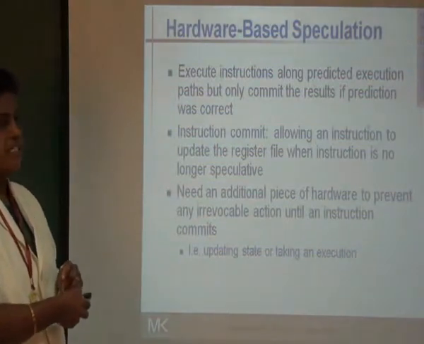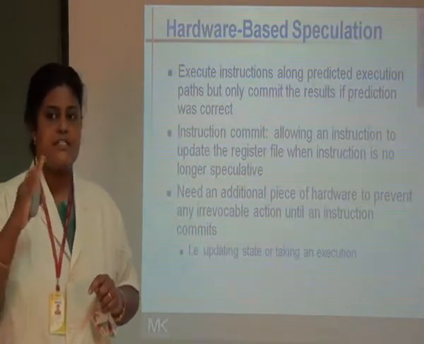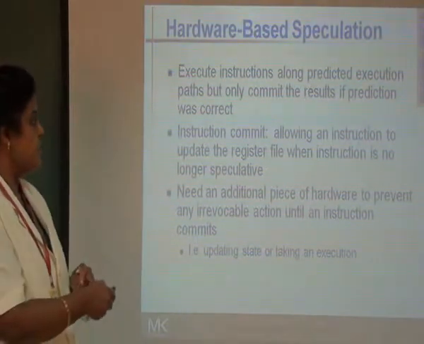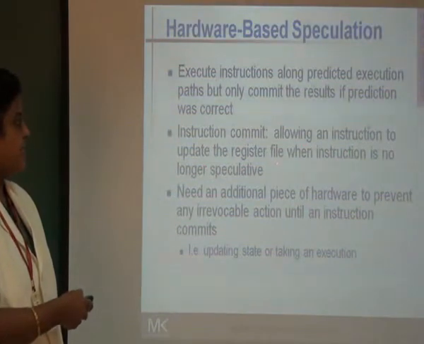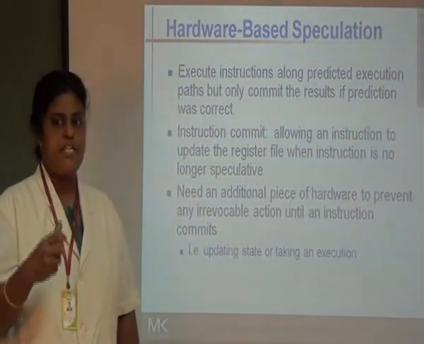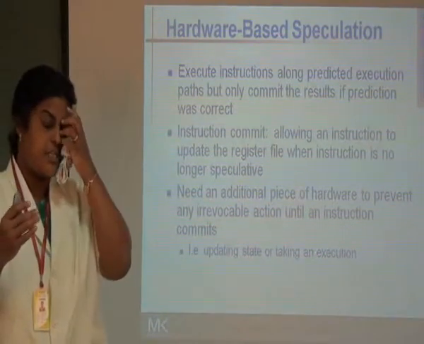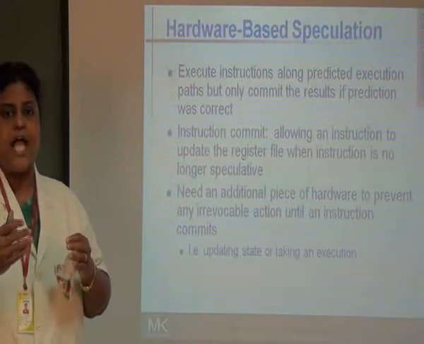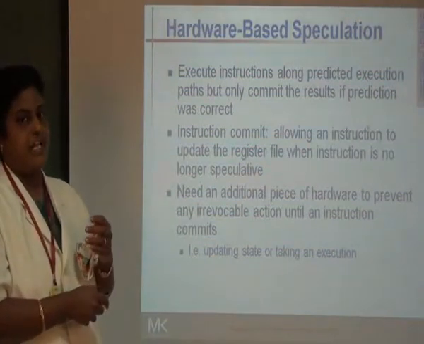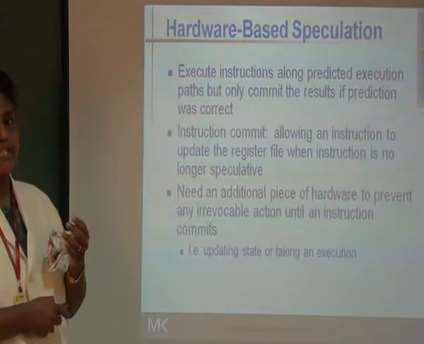What is instruction commit? In the instruction commit process, an instruction is allowed to update a register only when the result is correct. That is, allowing an instruction to update the register file when the instruction is no longer speculative. The instruction is no longer speculative means that we have got the actual result from the execution of the instruction, and if the result is correct, we go for the updating of the register file, or we allow the instruction to update the register file. This is the instruction committing process.